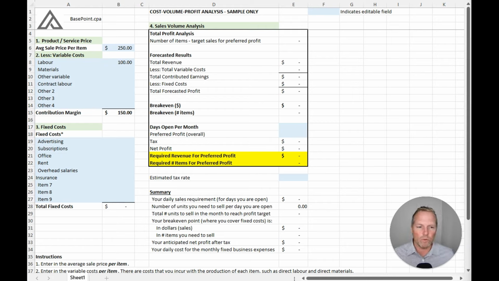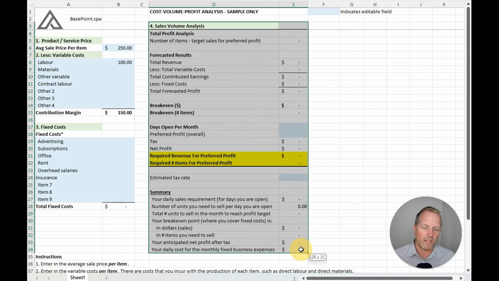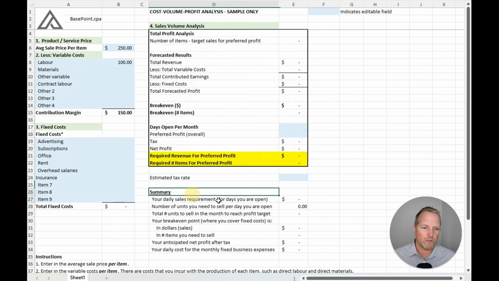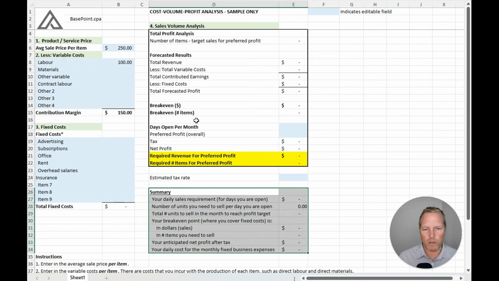Okay, so what we'll do is dive into this a little bit here. There are 4 sections that I'll orient you to as we look through this spreadsheet. They're highlighted in green: your product service price, your variable costs, your fixed costs, and then your sales volume analysis. The whole analysis is primarily in this box over here, but then you also have some additional summary information at the bottom there.